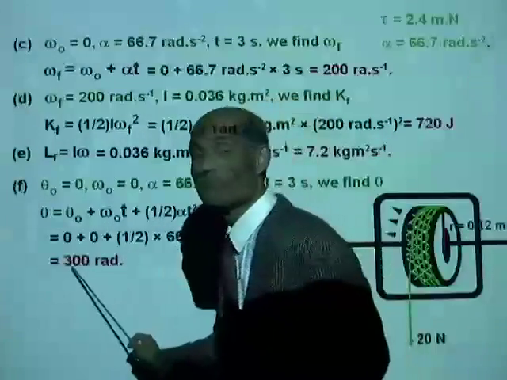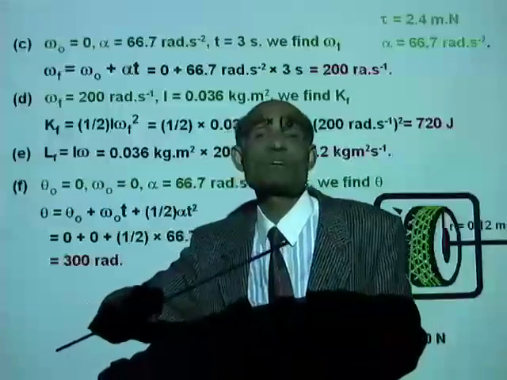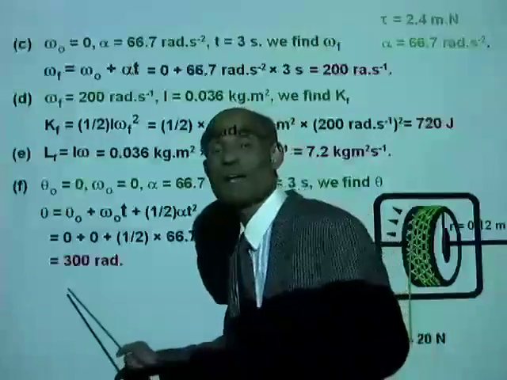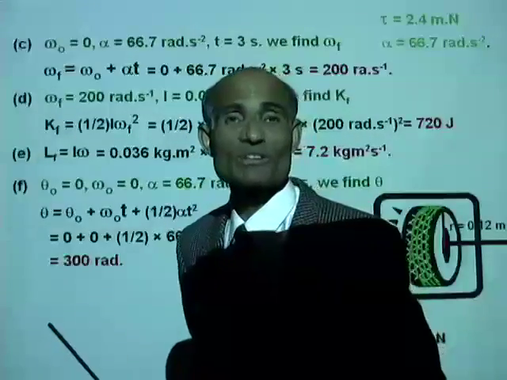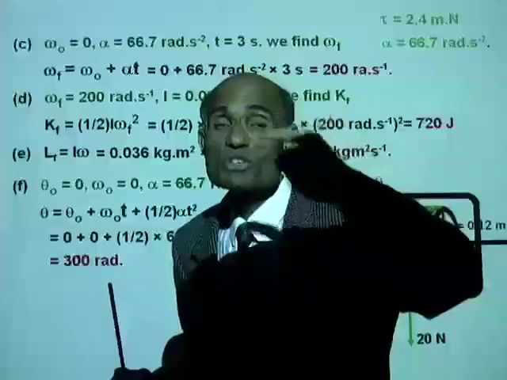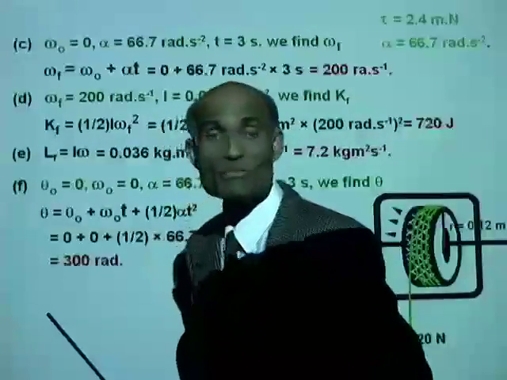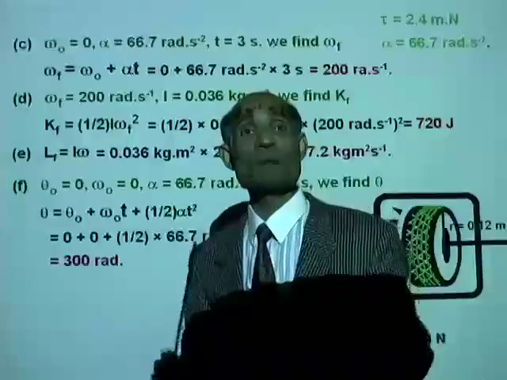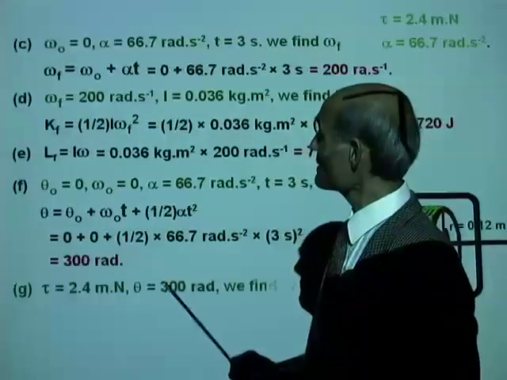Suppose I ask you, how many revolutions did it complete during that time? How do you do that? 300 radians is how many revolutions? Each revolution is 2 pi radians. Therefore, 300 radian will be 300 divided by 2 pi revolutions. All right, what's the next thing that we need to find?